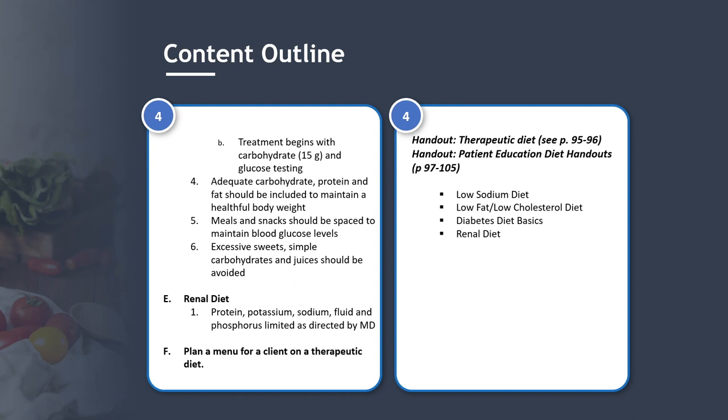Plan a menu for a client on a therapeutic diet. Check the handouts, Therapeutic Diet and Patient Education Diet Handouts: low sodium diet, low fat, low cholesterol diet, diabetes diet basics, and renal diet.